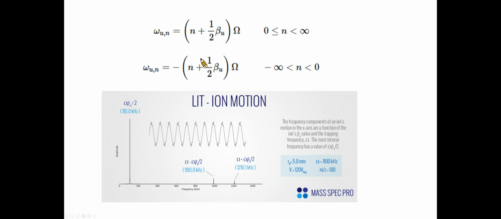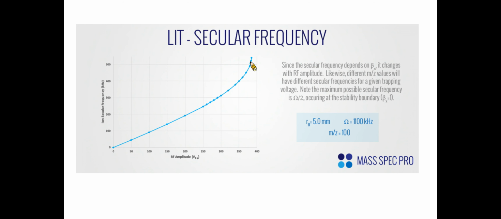Since the secular frequency in both the x and y dimensions is a function of beta, ions with different mass-to-charge ratios will possess different secular frequencies for a given RF amplitude. As the RF amplitude changes, the secular frequencies of all ions in the trap change accordingly. The larger the RF amplitude, the greater the secular frequency. The maximum possible secular frequency that an ion will ever obtain is half of omega, occurring at the stability boundary, beta equals 1.